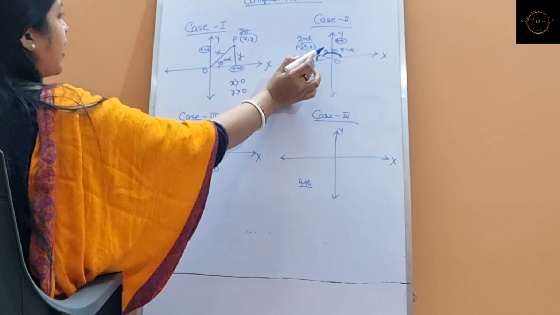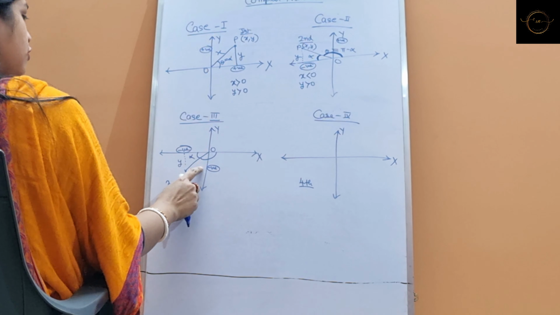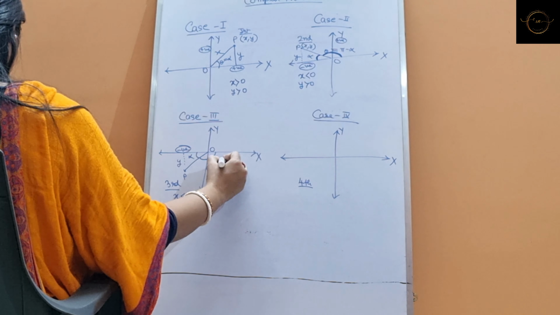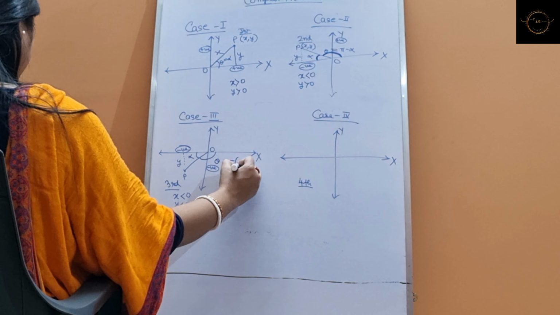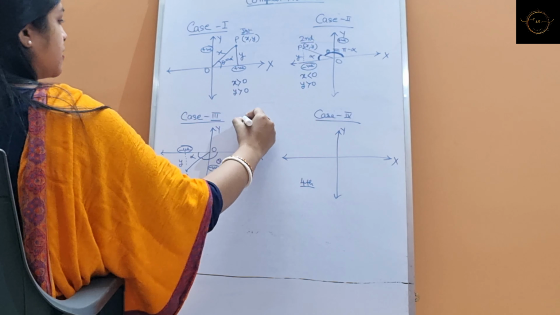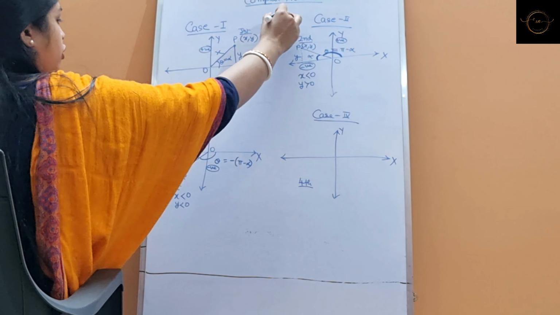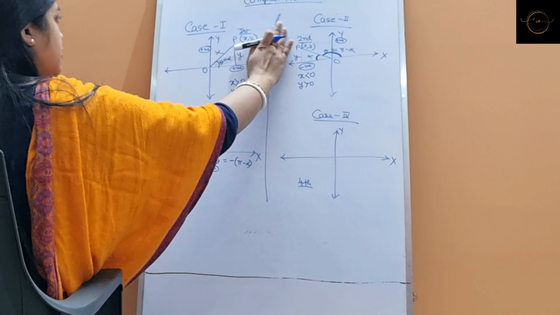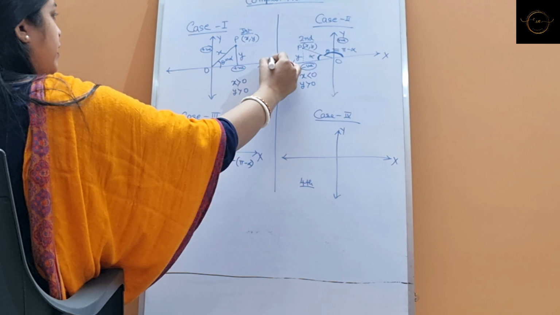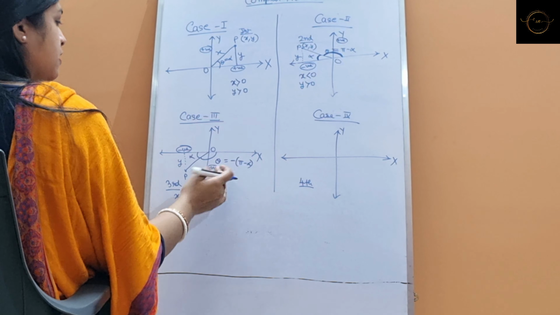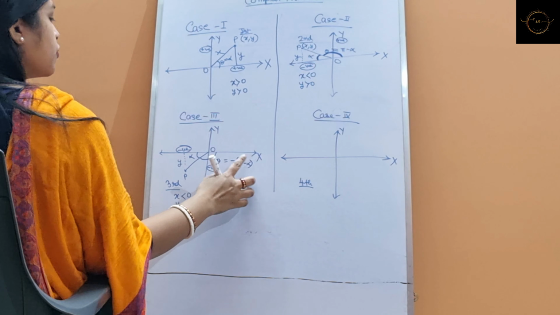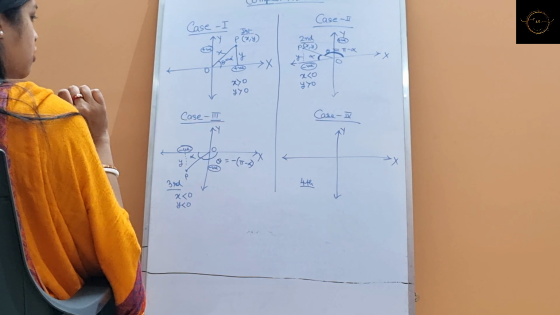Whatever the value of theta will be here, the same value of theta will be in the negative direction. So what will be theta in this case? Theta will be equal to minus of pi minus alpha. Take into consideration this case and this case. As this case is in the negative quadrant to the second case, where theta is pi minus alpha, here it will be minus of pi minus alpha.